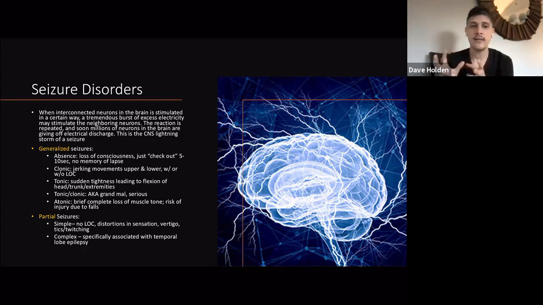Clonic: jerking movements, either in the upper limbs or the lower limbs, with or without loss of consciousness. I abbreviated that LOC just because it's a pain to type out over and over. So jerking movements with or without loss of consciousness. Tonic is different from clonic. Tonic is they just contract and hold. Usually this results in flexion.